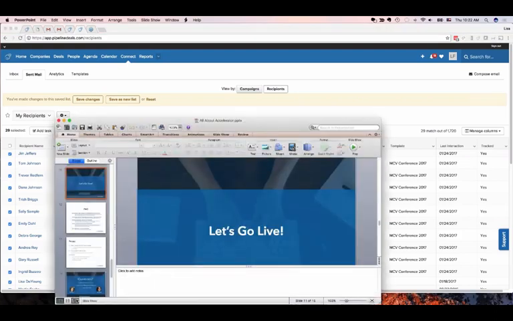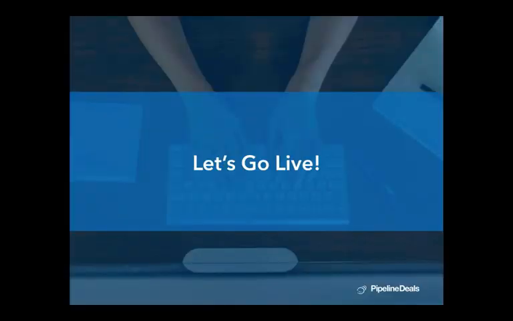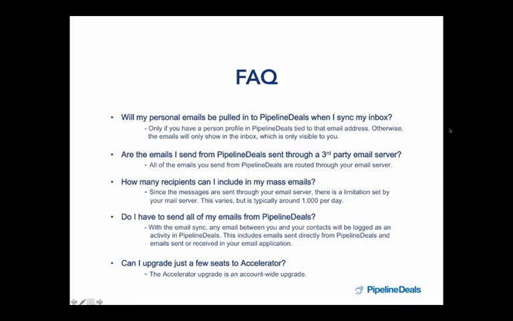So let's take a look at some frequently asked questions here. A lot of questions come up specifically around the email functionality. One of them, we touched on this a little bit: will my personal emails be pulled into Pipeline Deals when I sync my inbox? If you have a person profile in Pipeline Deals that's tied to that email address, it will get pulled in and logged. Otherwise, if it's a message that you have with someone that's not one of your contacts, not someone that you do business with, the emails will only show up in the inbox, which is only visible to you.